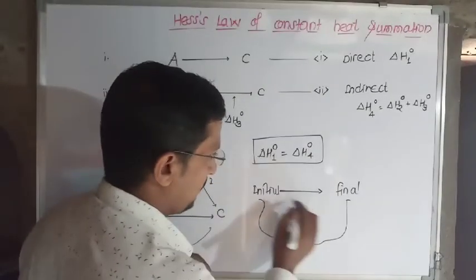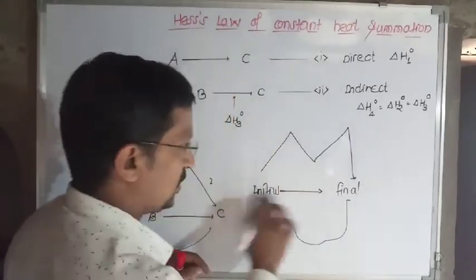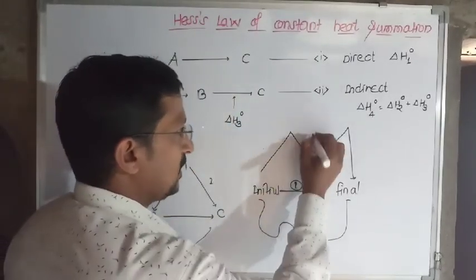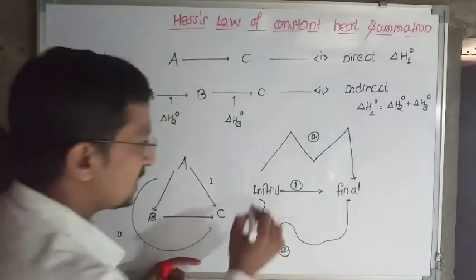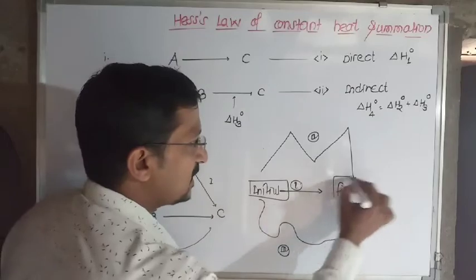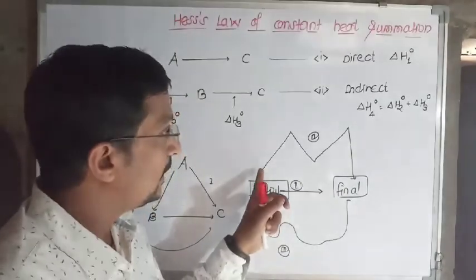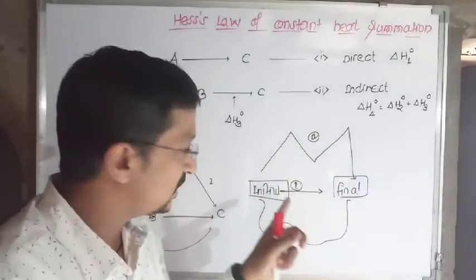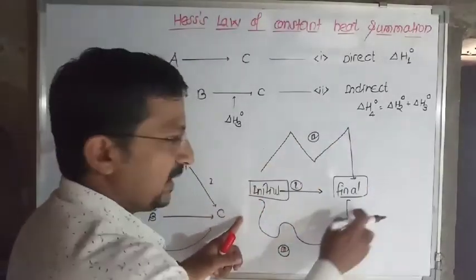If you proceed directly, or if you go in a zigzag manner, or if you go one more way like this. This is the first case, suppose this is the second case, and this is the third case. In all the cases, the initial state and final state are both the same for all these routes, but we make a difference in the path to reach the final state from the initial state, direct and indirect.